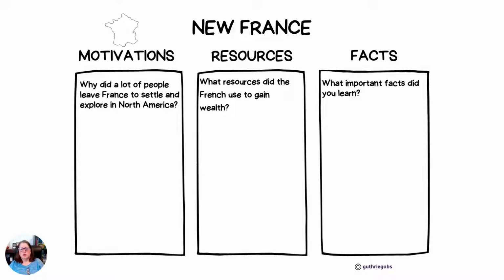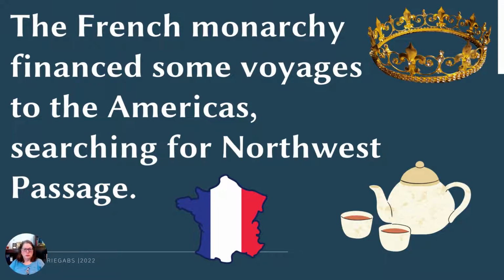All right, so let's look at France. So France comes in between, really, Spain and England. They finance some voyages to the Americas looking for that Northwest Passage, but what's going to be unique about the French is they are not settling. Similar to the Spanish, you don't see a lot of families moving at first. There's not a lot of impulse for families to move there. You see more men that are going.